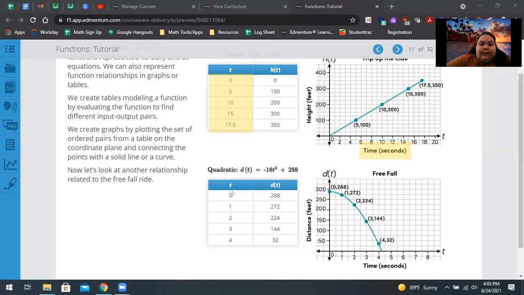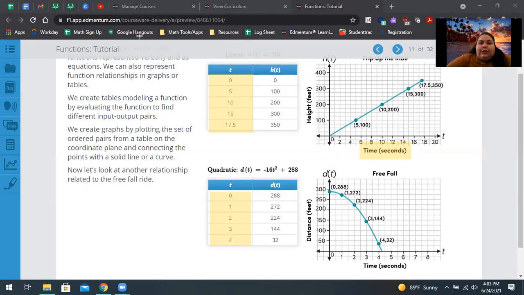Also, if you take a look, these are two separate functions. One is about going up the ride, the other one is dropping down. So they're two separate functions within one word problem. Again, right there we have 0, 1, 2, 3, and 4. None of those values are repeating itself, so this is considered a function as well.